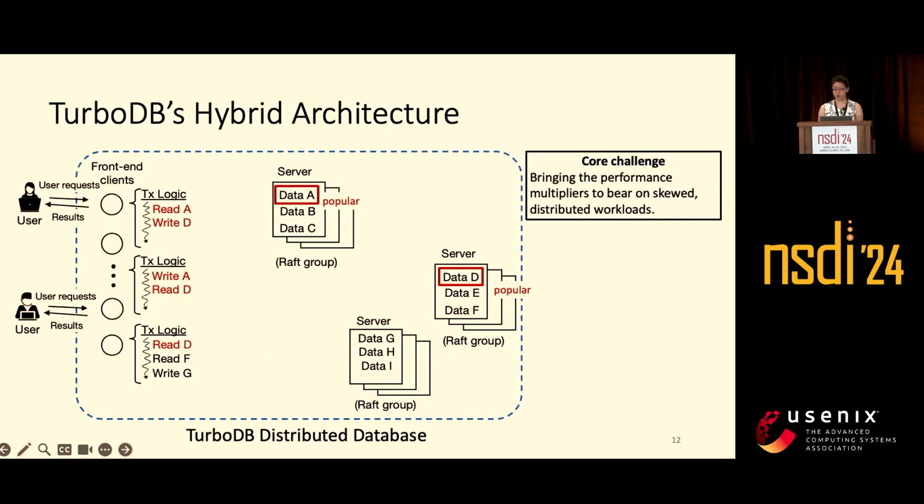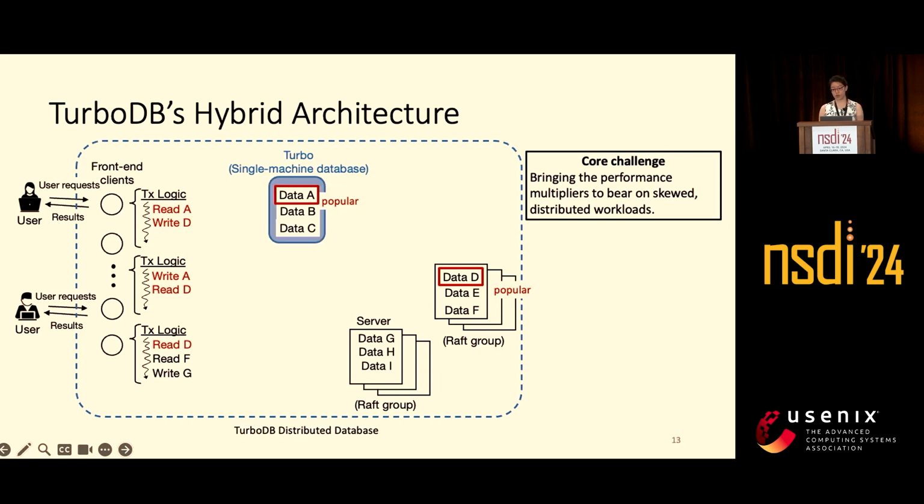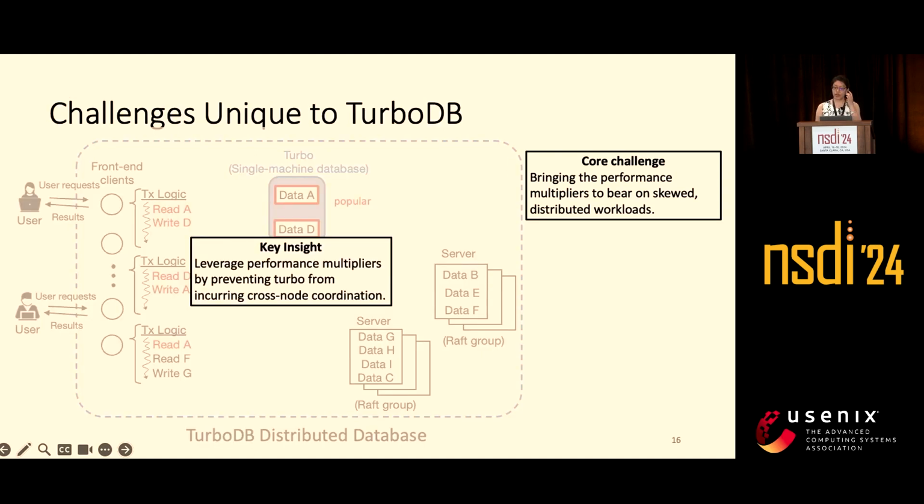Our core challenge is to bring the performance multipliers of single machine databases to bear on skewed workloads within a distributed database. Our solution is to first replace one of the servers of a distributed database with a single machine database. We designate it the turbo. Then we strategically co-locate the hottest keys on the turbo so they reap the multipliers' benefits. Finally, we shift all cooler keys to the servers. Our key insight is to prevent the turbo from incurring cross-node coordination and thus network latency when executing requests. This precipitates two sub-challenges.